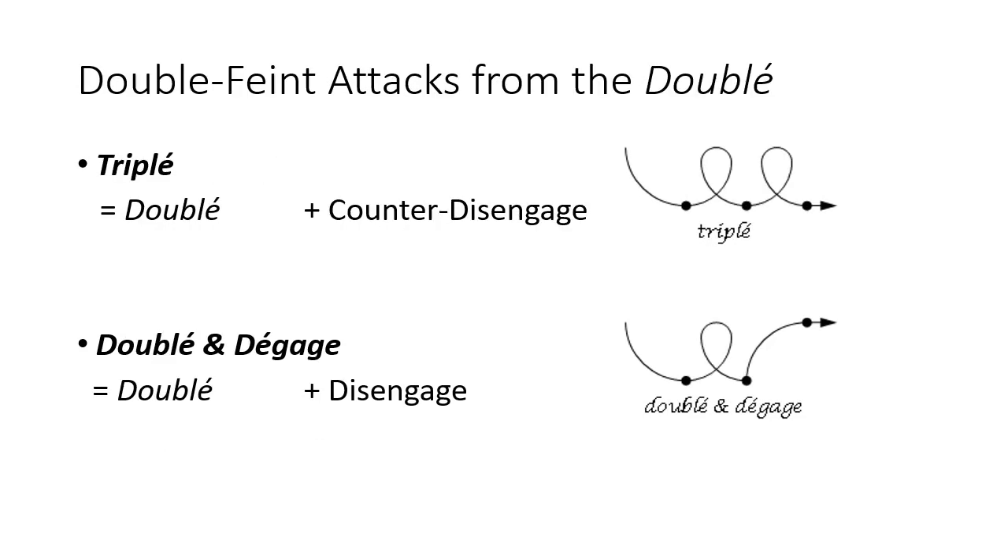Double feint attacks can be built from the double as well. If we begin with a double and add yet another counter disengage so that we have a series of 2 feints and a final thrust, all combined with a change of line in the same direction, spiraling forward, we have the triple. If after the double we execute a disengage in the opposite direction, we have the double et dégage.